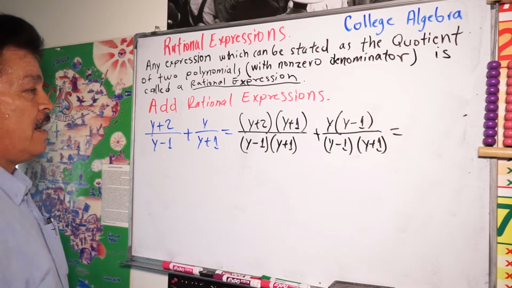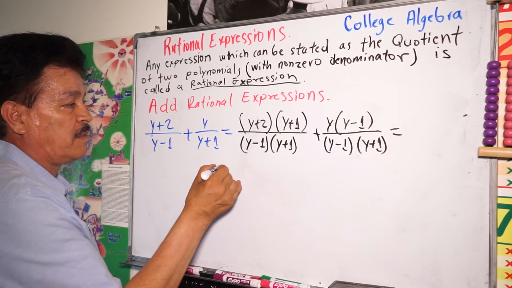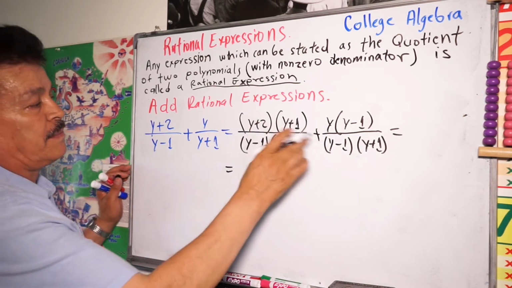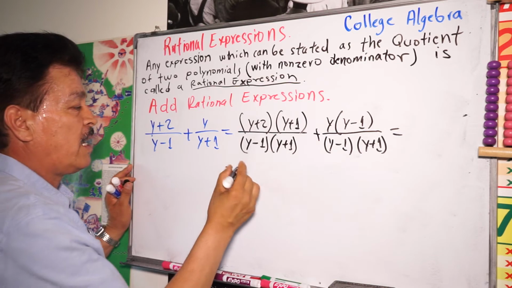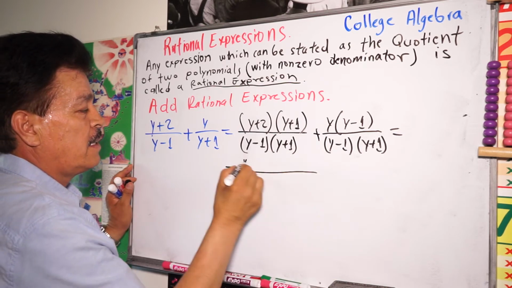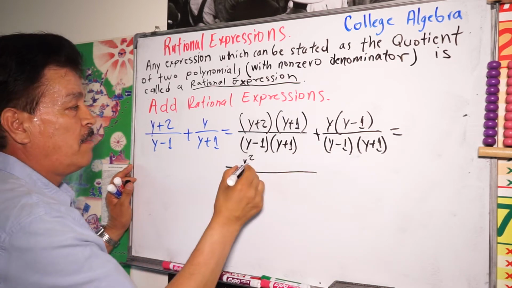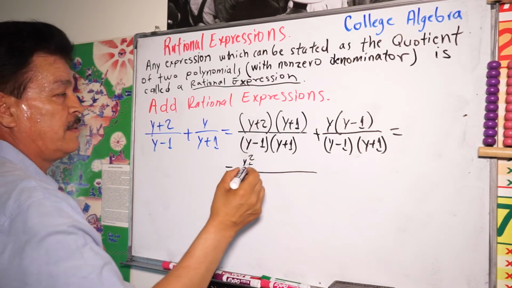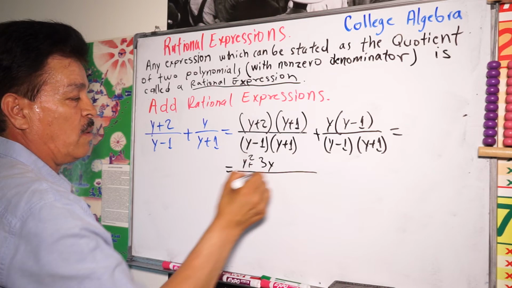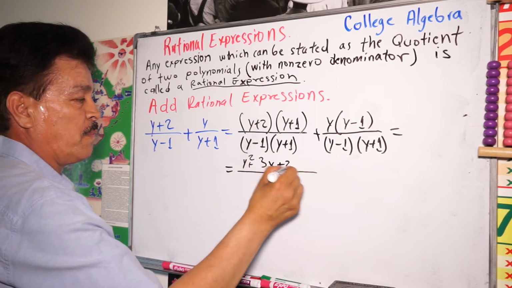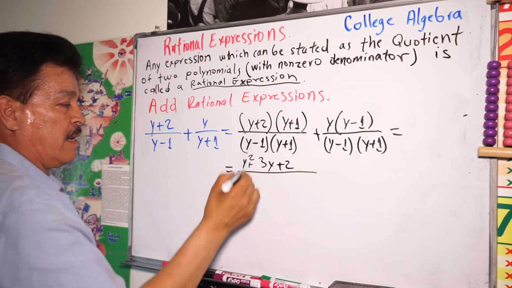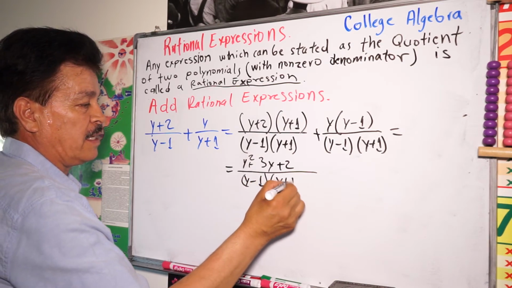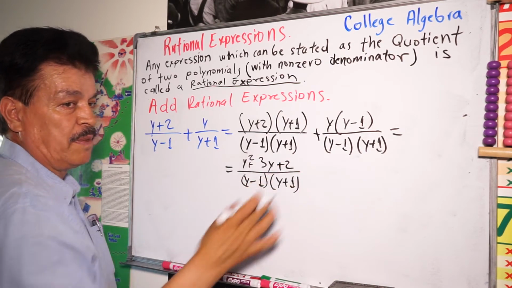Now simplify the expression. If we simplify this expression, multiply this. When you multiply this, we're going to have y squared plus 3y plus 2 divided by the denominator. Just write it the same right now. We don't have to simplify yet.